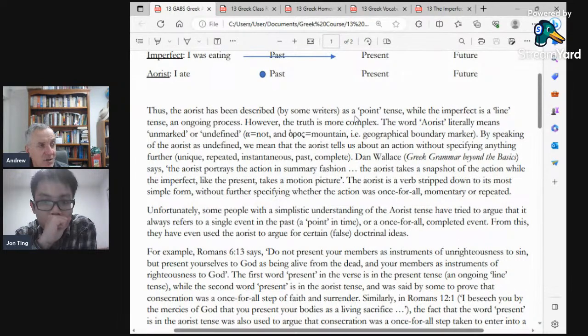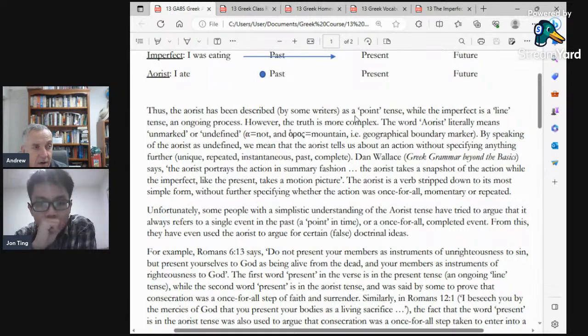The word aorist literally means unmarked or undefined. The alpha at the beginning of the word negates it, meaning not, and horos, from which we get the second part of the word, literally means a mountain or a geographical boundary marker. By speaking of the aorist as undefined or unmarked, we mean that the aorist tells us about an action without specifying anything further, whether the verb is unique or repeated or instantaneous or past or complete. It's not actually telling us. It is a verb that is undefined or unmarked.